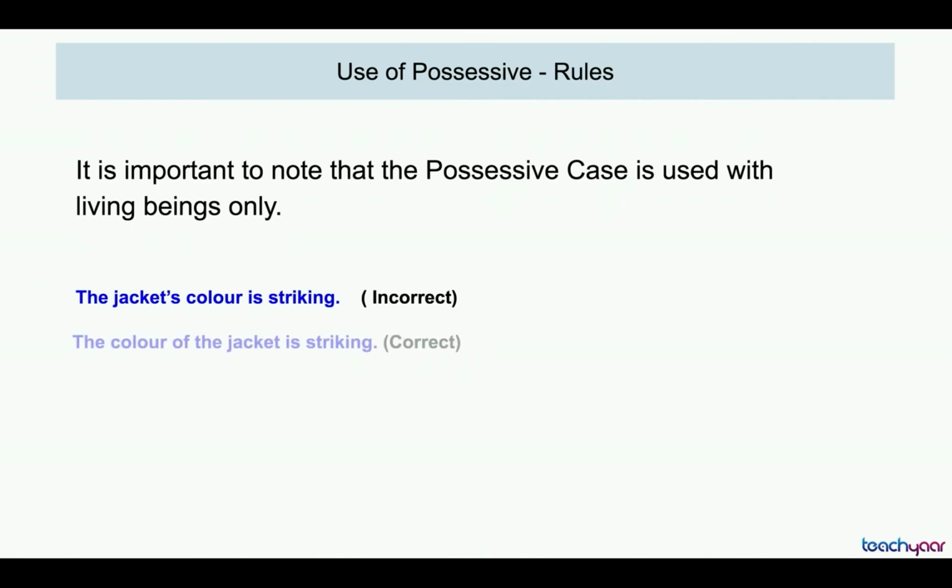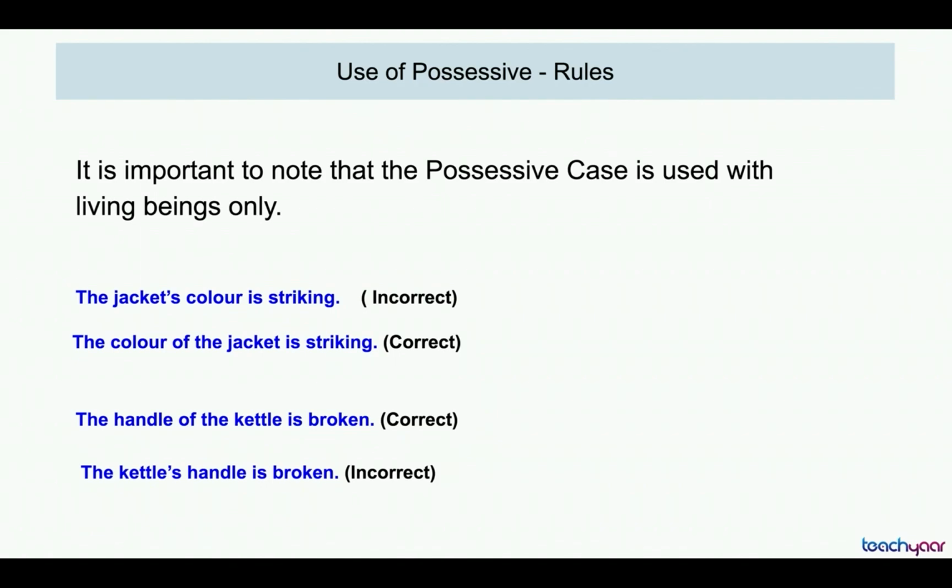How do you make the sentence? The color of the jacket is striking. That is the right usage grammatically. Let's take one more sentence. The handle of the kettle is broken. Because the kettle is inanimate, it doesn't have life. So when we say the handle of the kettle is broken, it is correct. But when we say the kettle's handle is broken, grammatically it is wrong. So we should not use the kettle's handle or the jacket's color. We must make the full sentence: the color of the jacket is striking; the handle of the kettle is broken.